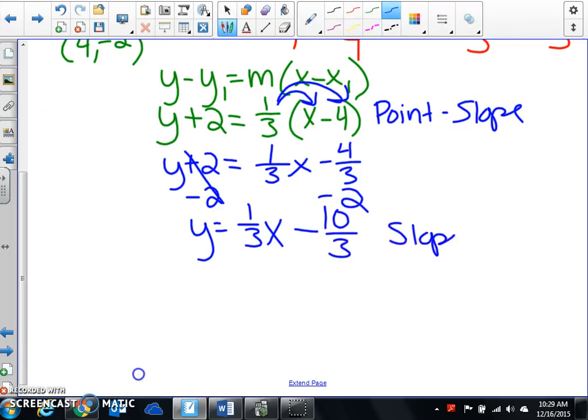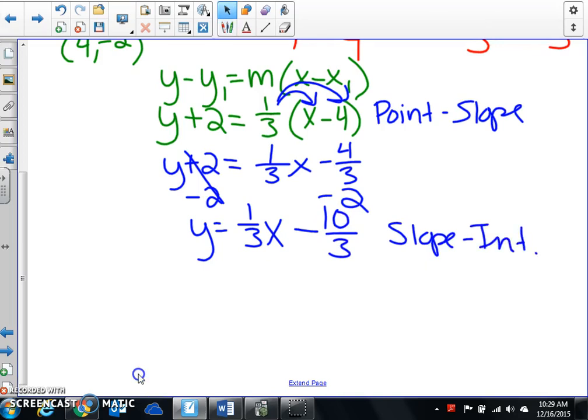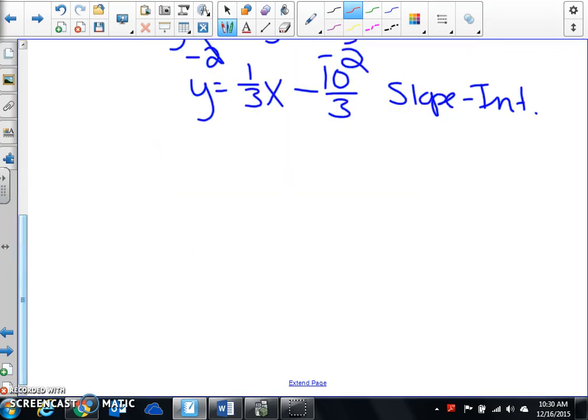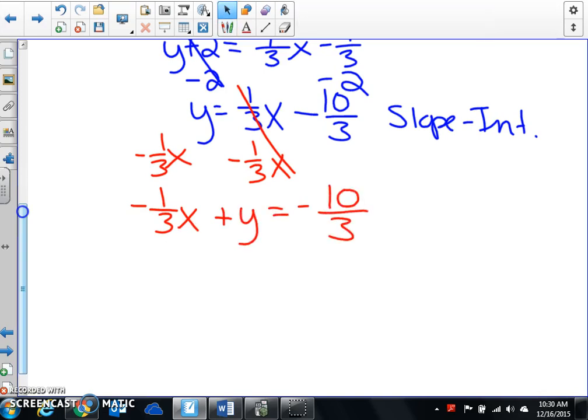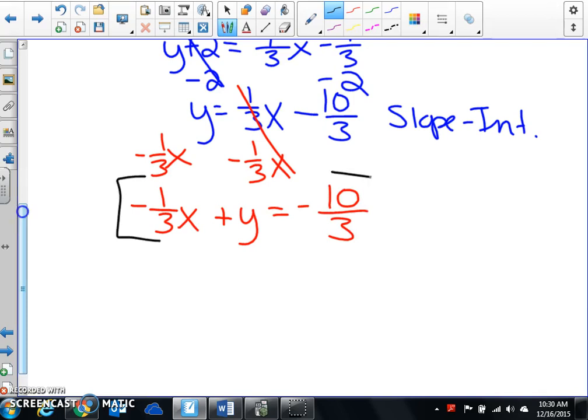This is now slope intercept form. I want to put it into standard. So I need x and y on one side, my constant on the other. So I'm going to subtract 1/3 x on both sides, giving me a negative 1/3 x plus y equals negative 10/3. Now, with standard, I cannot have fractions and a has to be positive. Currently, a is negative, so I need everything multiplied by negative. And then I multiply by the denominator, which is a 3. So I'm going to multiply everything by negative 3.